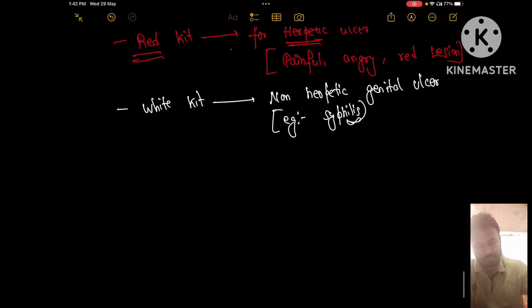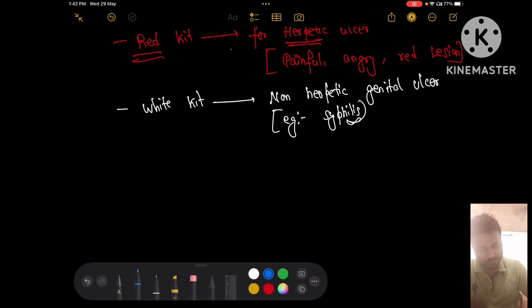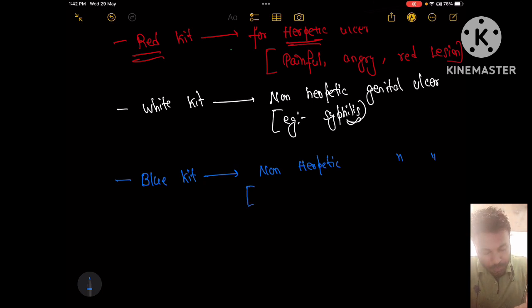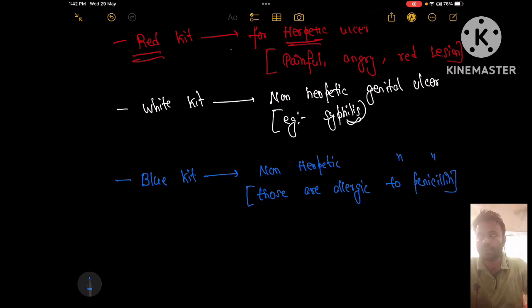So next is the blue kit. The blue kit is for non-herpetic genital ulcer, but for those who are allergic to penicillin.